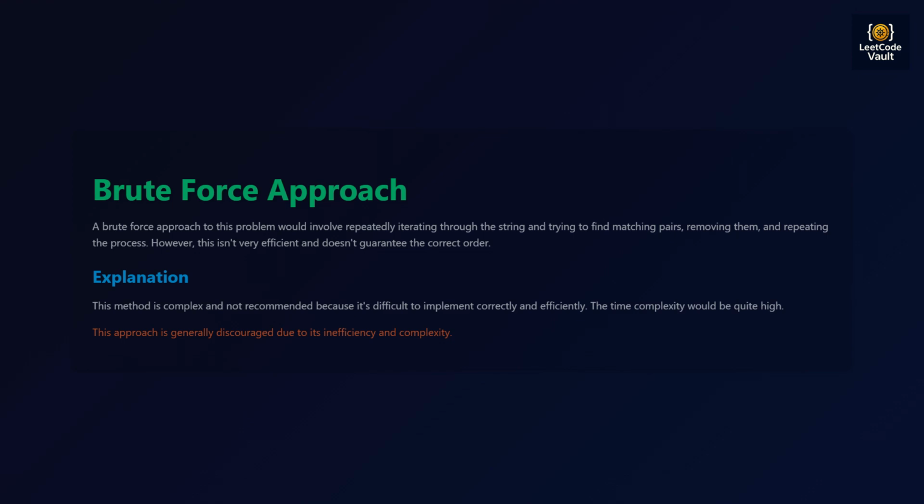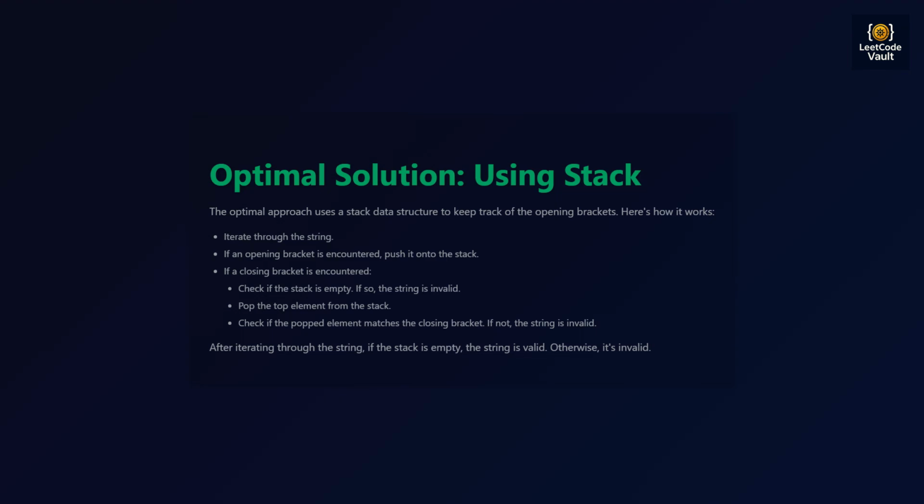Brute force approach. One naive approach would be to use nested loops to check for every opening parenthesis if there's a corresponding closing parenthesis later in the string. We could iterate through the string, and for each opening parenthesis, we'd search for its matching closing parenthesis. However, this brute force method would have a time complexity of O of n squared, which is quite inefficient for larger strings. The search operation within the loop dominates the runtime, making it slow. Imagine a string with thousands of parentheses. That's a lot of nested iterations. We can do much better with a more clever strategy that doesn't require nested loops.